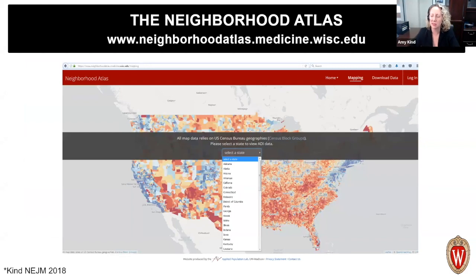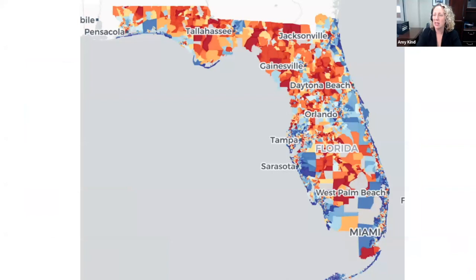This is what the atlas looks like. Very, very simple tool. You just select your state and immediately a heat map comes up. And in the heat map format, red means high ADI, blue means low. Obviously, this is the state of Florida. You can see the difference between the urban areas with the tiny dots, again, these are population sensitive block groups, versus the rural areas with the larger geography.